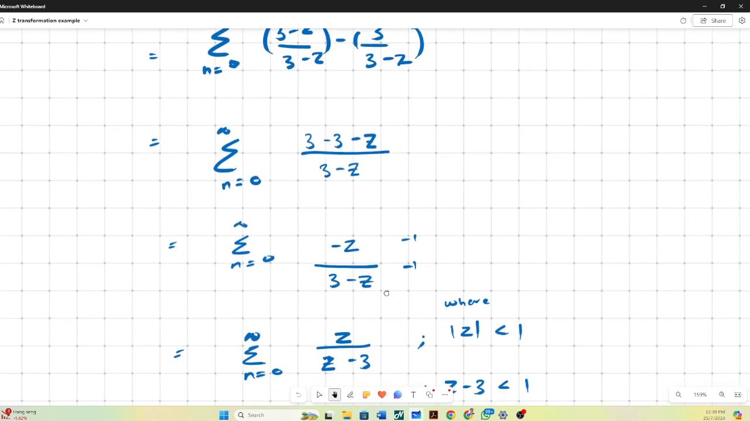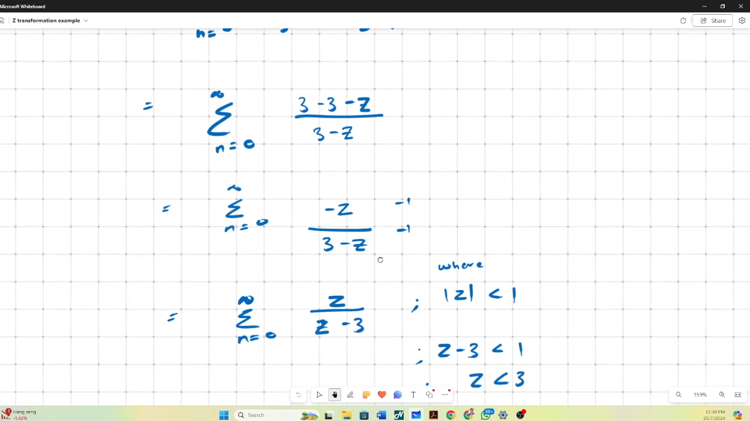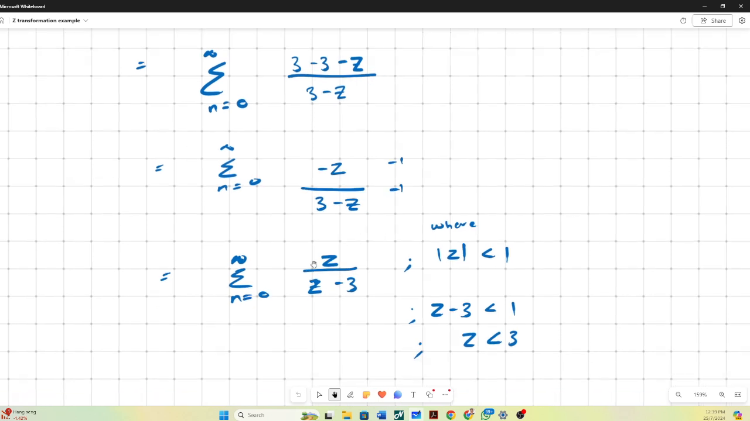To make it suit the form in the z-transform table, we need to eliminate the minus sign in front of z. So we multiply by minus 1 in the numerator and denominator, and the result we get is z over z minus 3.